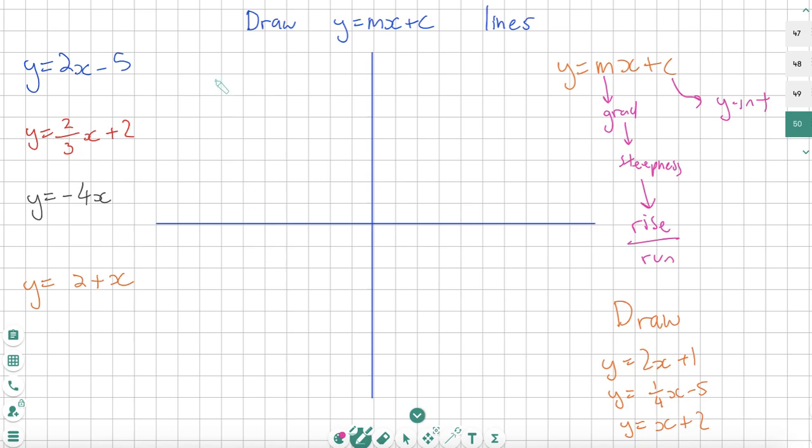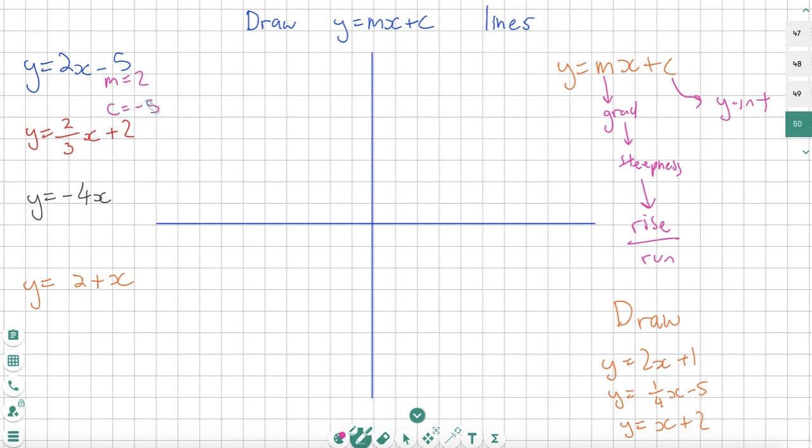Well, we can use this knowledge of y equals mx plus c. So let's look at this first equation. Y equals 2x minus 5. So step one, we first check, is this line written in the format of y equals mx plus c? Let's have a look. Well, y equals something x minus something. Yeah, y equals mx plus c. So I like to write down what my m value is and my c value is. Well, my m value is the number in front of x, so it's 2. And the c is negative 5.